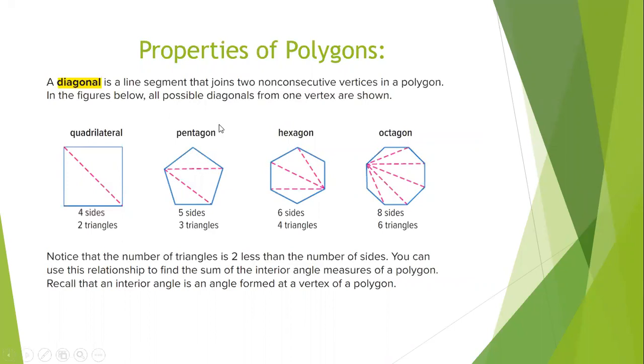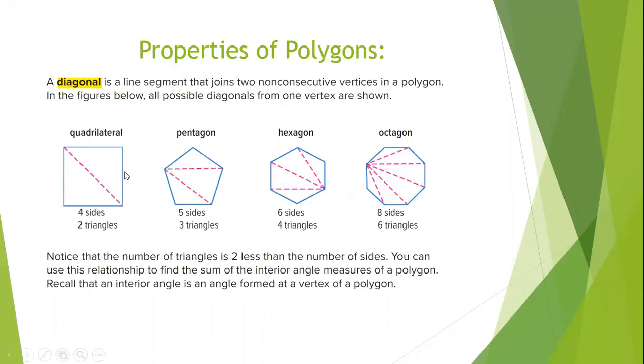A diagonal cuts any polygon into a number of triangles. So if I have a square, the square contains four sides and it is cut into two triangles. So again, n minus 2. The diagonal is the line segment that joins two non-consecutive vertices in a polygon.